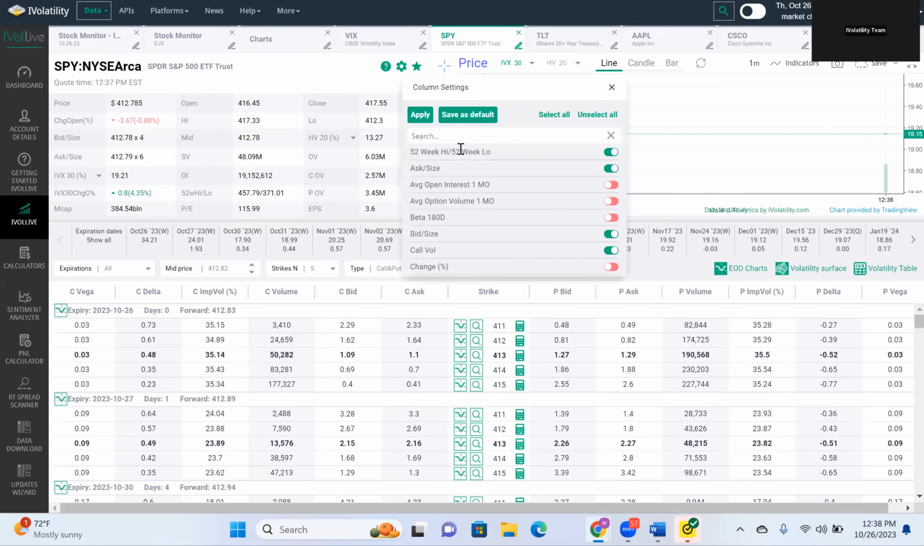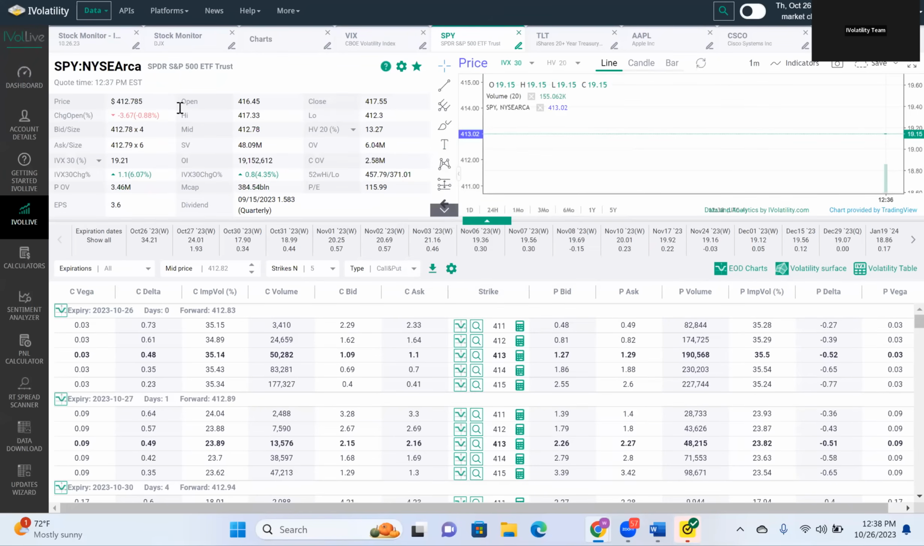From this view, you can also add different fundamentals here in this upper left-hand pane. So you just click on that gear icon and you scroll through, and you can add the different things that you're interested in, like dividend and IVX change percentage, hit apply, and you can see that those are now a part of those fields.